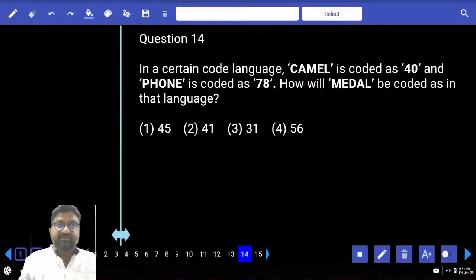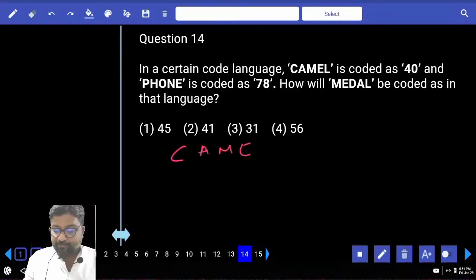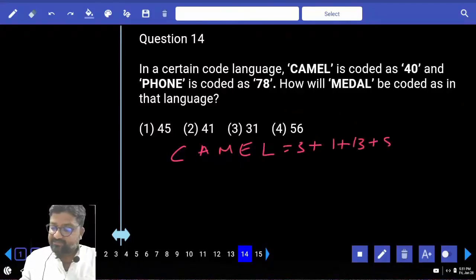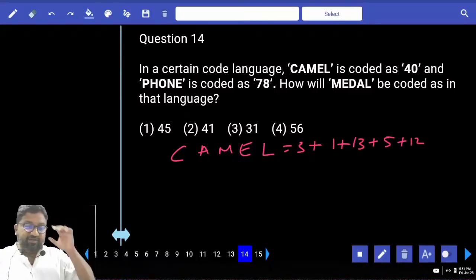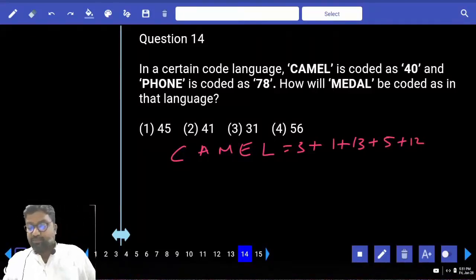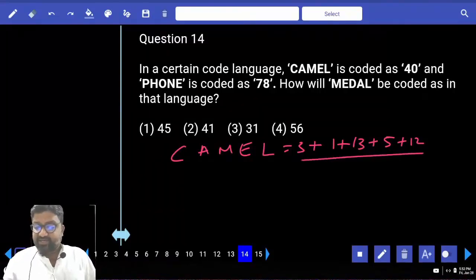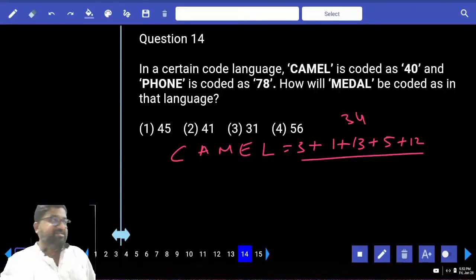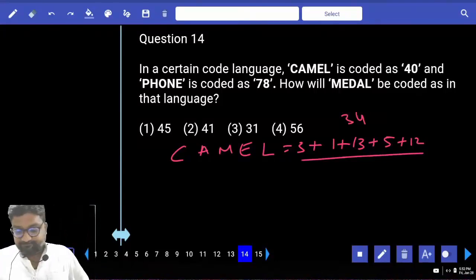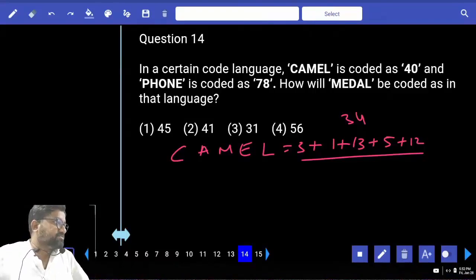Camel. This is a good one. Please look at this. What are the place values of the letters in camel? What's the place value of C? I'm going for camel: 3 plus 1 plus 13 plus 5 plus 12. If I add all these, what will I get? 4 plus 13 is 17. 17 plus 5 is 22. I'll get 34 by adding all of these. But I need 6 extra. Let's see where this 6 extra comes from.